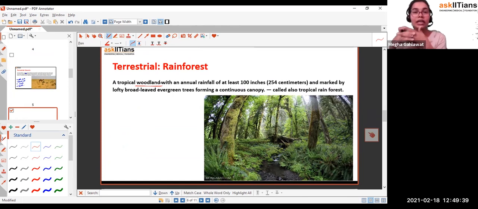And they're evergreen, that means their leaves are never falling off. They have the same temperature and environment throughout the year. Okay, and they have a continuous canopy. What is a canopy?